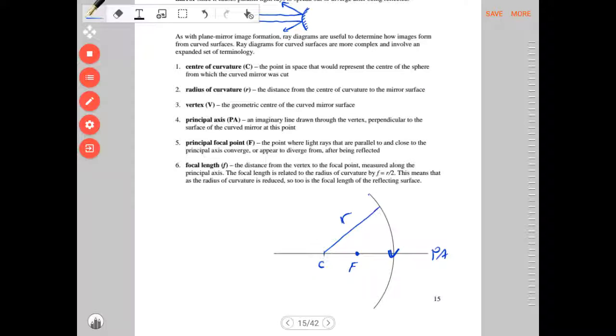The focal length, small f, is the distance from the vertex to the focal point, measured along the principal axis. The focal length is related to the radius of curvature by f equals R divided by 2. This means that as the radius of curvature is reduced, so too is the focal length of the reflecting surface. This distance from F to V is called the focal length. There are some words we just need to know, and trust me, we'll get the hang of them.